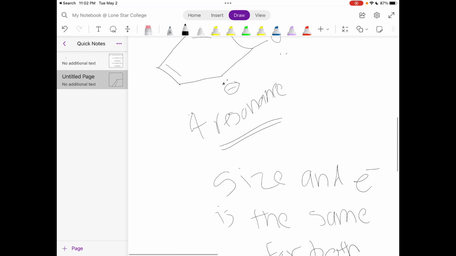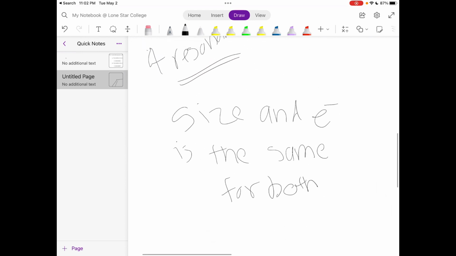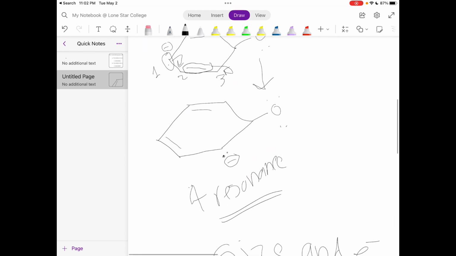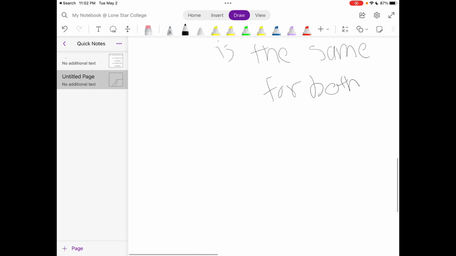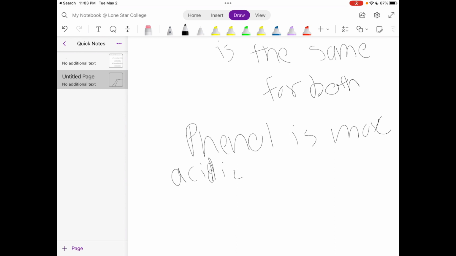Okay, what else can I do? This is my analysis right here. What else do I have to do? Let me look at the question. So, at the end, the answer is phenol is more acidic, right? Yeah, acidic. Not unstable. I was thinking of something else.